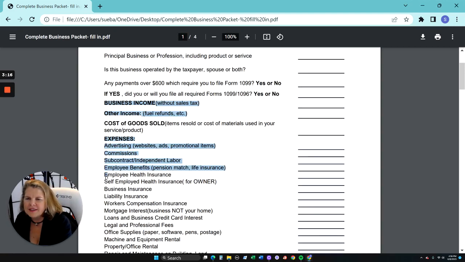One of the things here is the business income. A lot of people don't realize that you remove the sales tax from the business income, because the sales tax, you collect it and then you pay it back out. So it's not really income. So make sure that your business income doesn't have the sales tax in it. Cost of goods sold, that is the items that you have purchased to then resell.